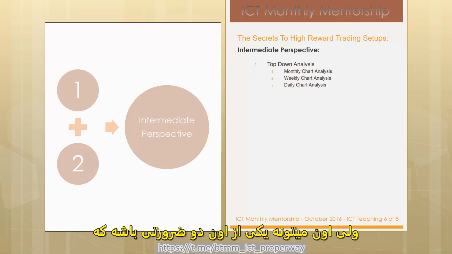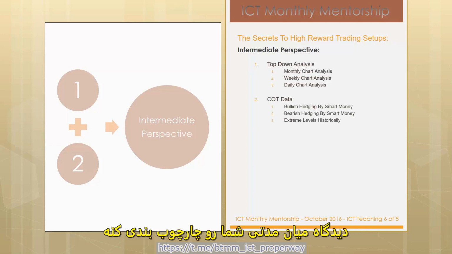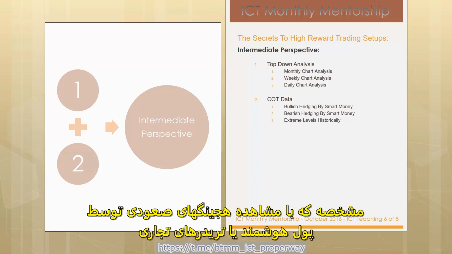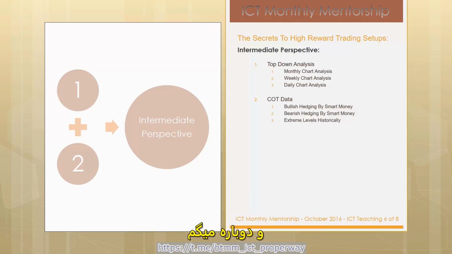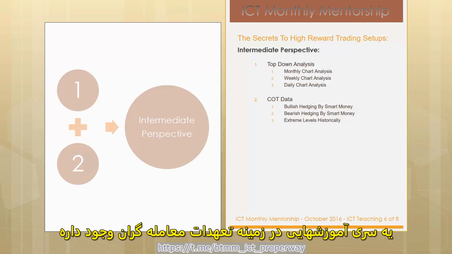Okay, but that would be one of the 2 that's necessary to frame your intermediate perspective. The next area of study would be COT data. That's obviously looking at the bullish hedging by smart money or the commercial traders, or the bearish hedging by the smart money. And again, if you haven't watched any of my free tutorials, there's teachings on Commitment of Traders.